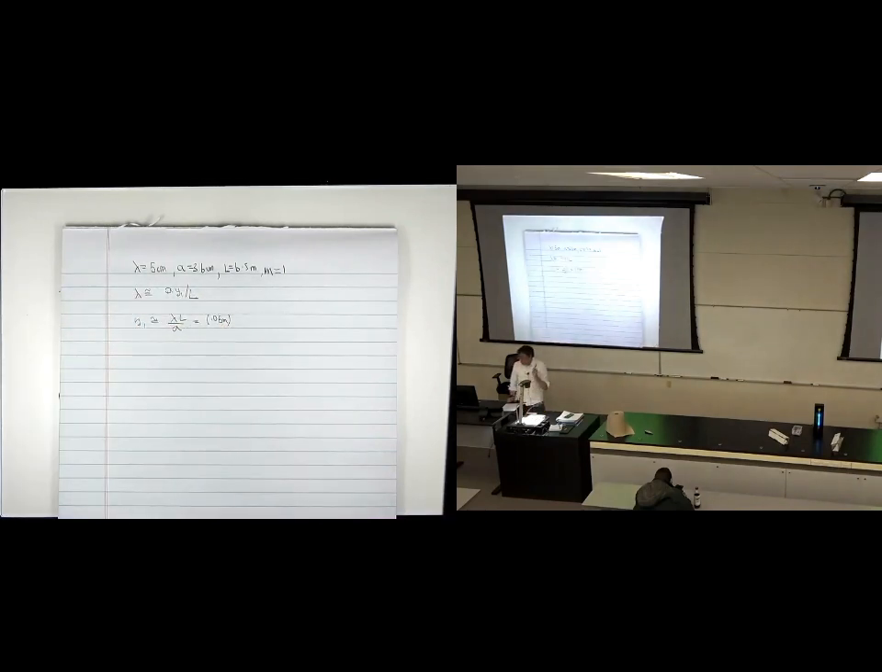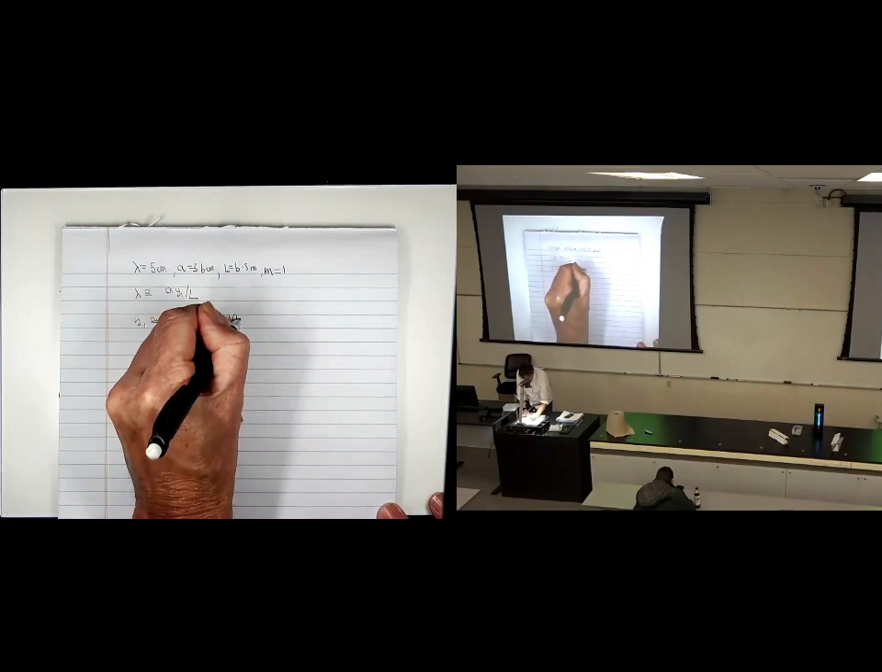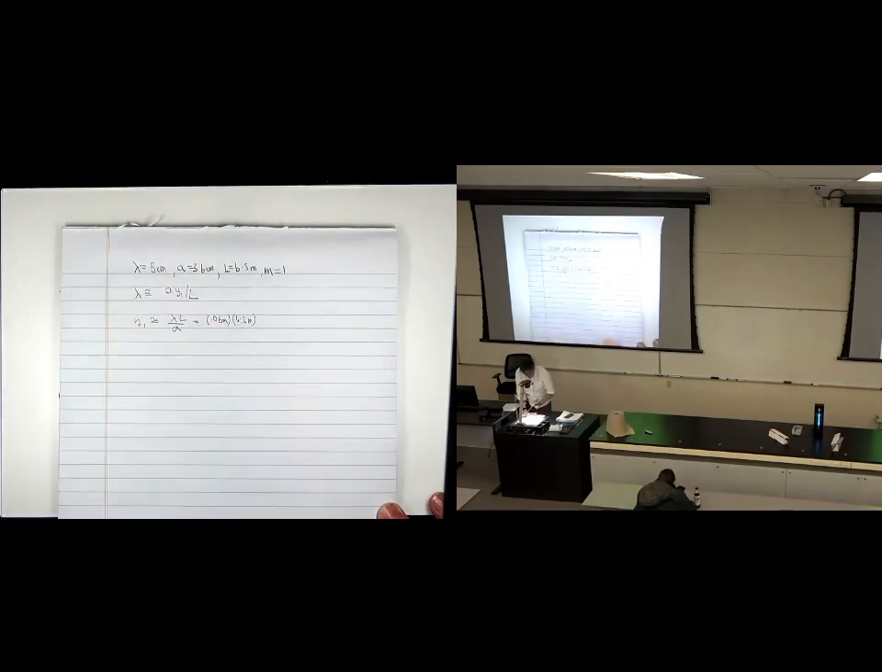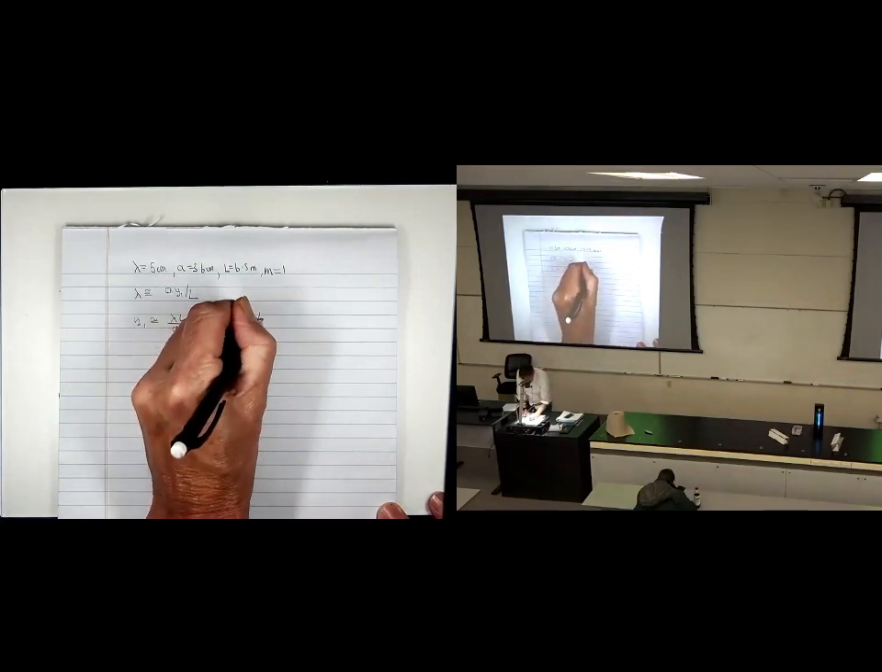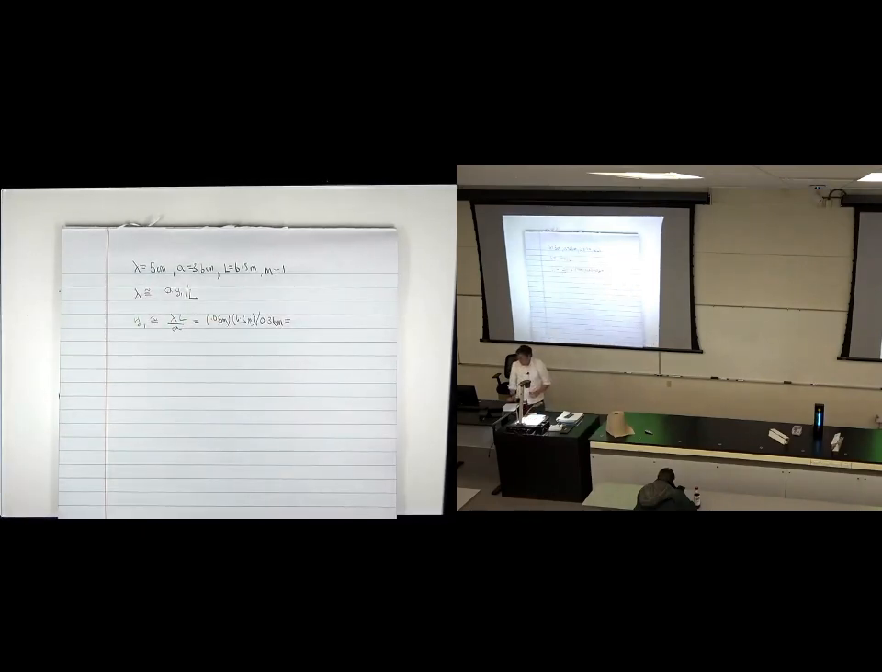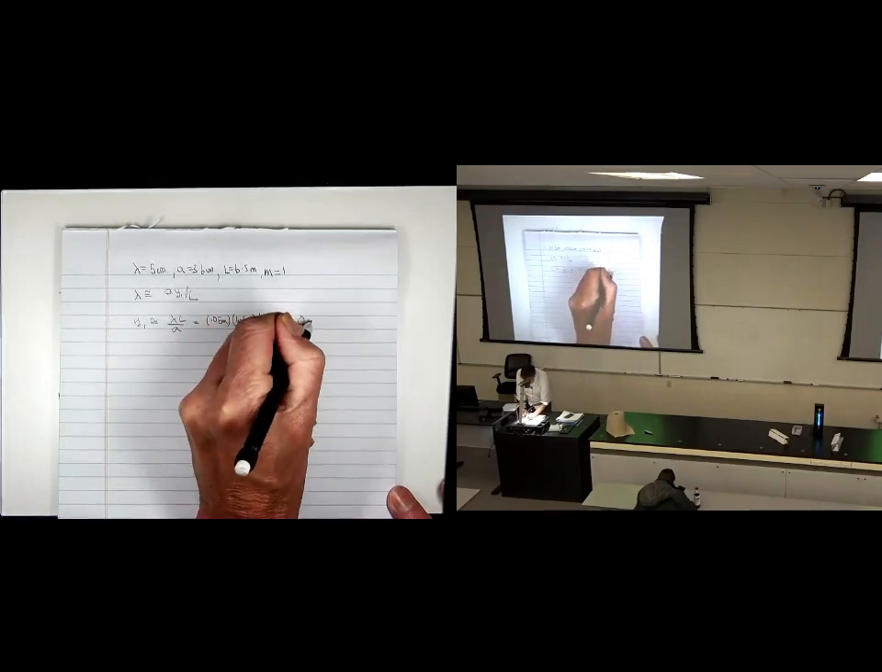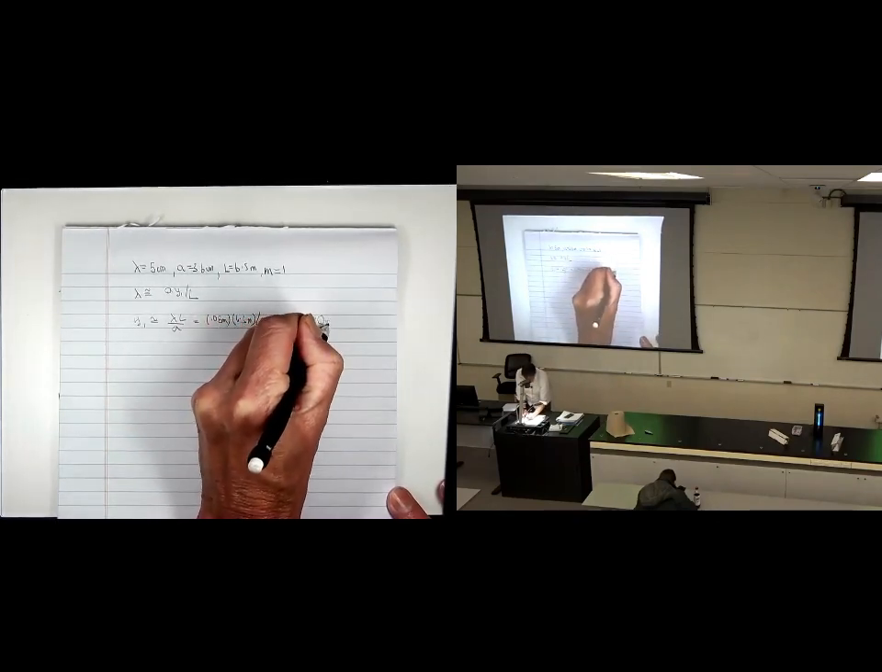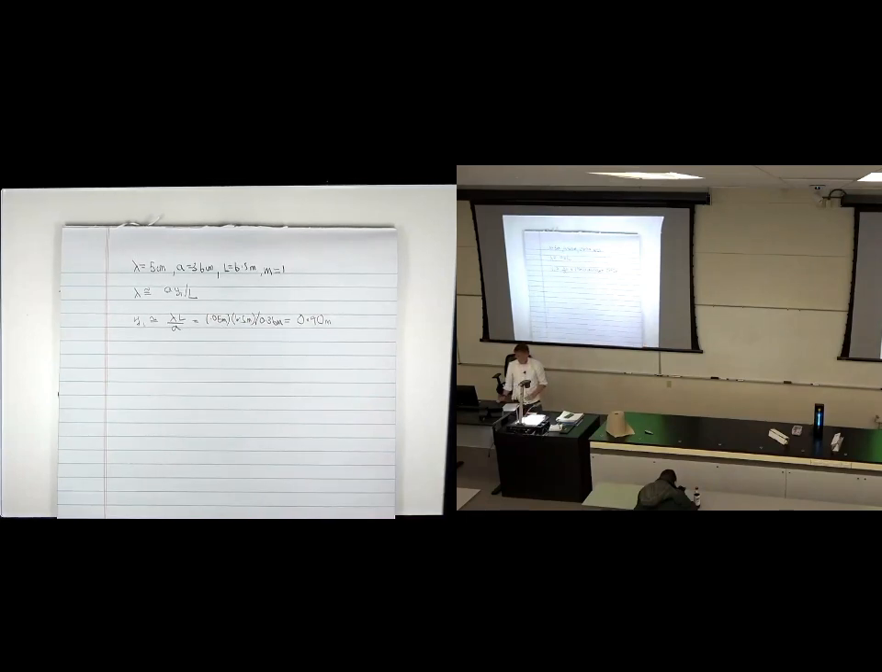0.05 meters is the wavelength of the microwaves. 6.5 meters is the distance to the screen. 36 centimeters, so that's 0.036 meters, is the width of the window. And if we do that calculation, we get 0.90 meters as the location of that first dark fringe on the wall.